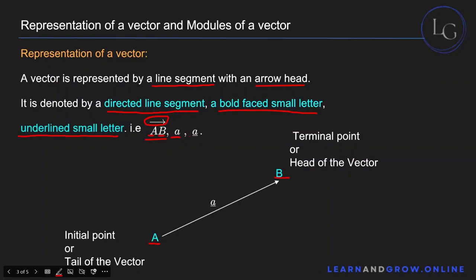Another way is to just write down a small letter to represent it, or an underlined small letter. It's better not to use this one, really. It's better to use the other two, because this becomes a bit ambiguous. With the two points and the arrowhead, A is the initial point or the tail of the vector, and B is the terminal point or the head of the vector. Write those two down, and an arrowhead above them. This is probably, in my opinion, the perfect way to represent a vector. And the last one is also a fine way because the underline underneath the letter also explains that it is a vector. The second one can be a bit ambiguous, but you can use that as well, really.